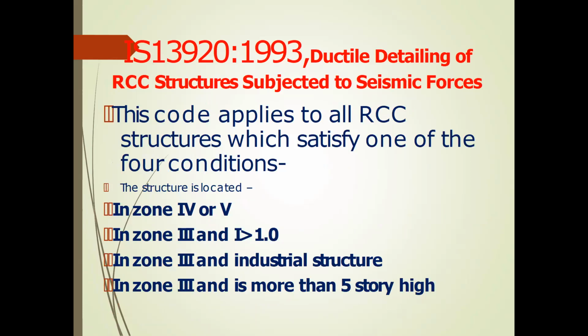IS 13920:1993, ductile detailing for an RCC structure for seismic forces. This code is applied to all RCC structures which satisfy one of the four conditions. It should be in zone 4 or 5, zone 3 and I greater than 1.0. Okay. In zone 3, an industrial structure. In zone 3 and more than 5-story height.